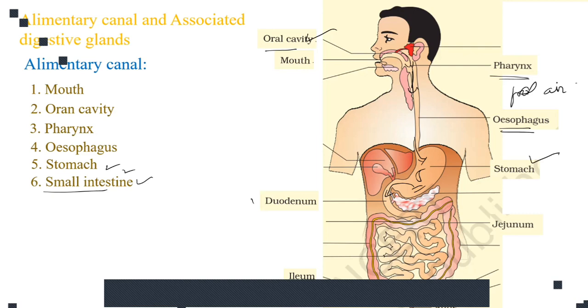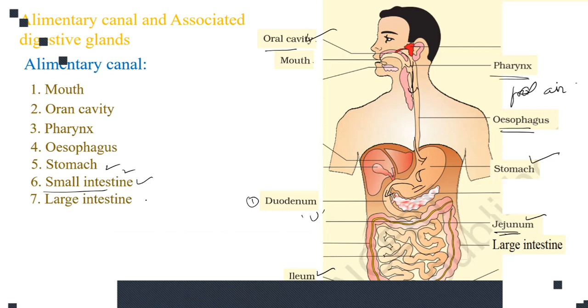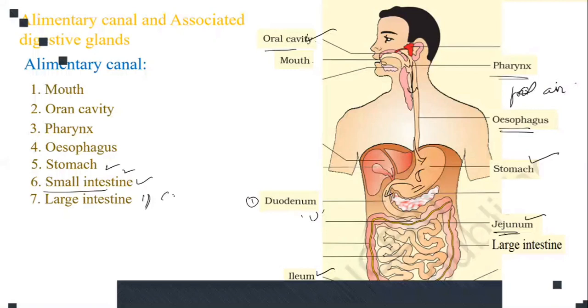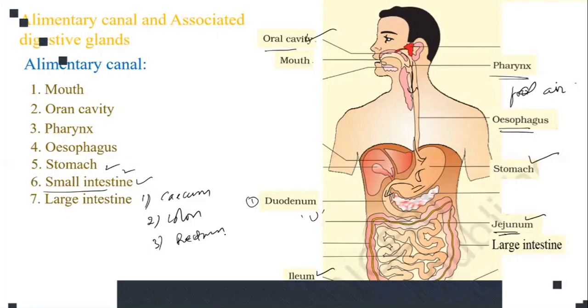So it has three parts. One is the duodenum, a U-shaped structure, then a long coiled tubular structure called the jejunum, and another one called the ileum. These three are parts of the small intestine. And the next, the large intestine. Actually, the large intestine has the following parts: the first one is the cecum, the second one the colon, and the third one the rectum.